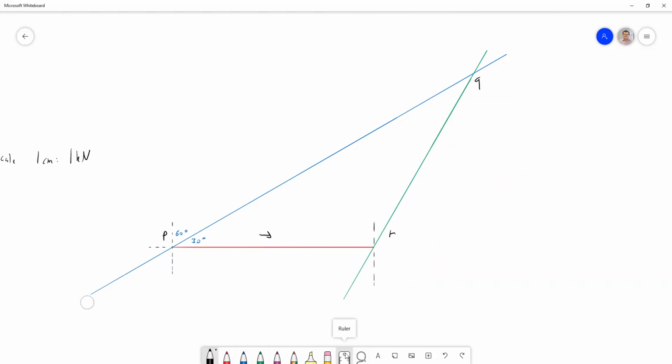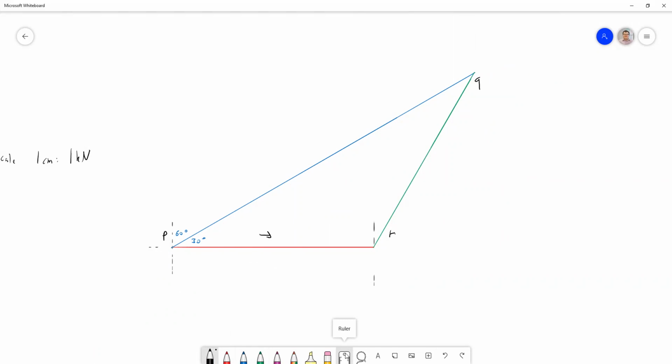So I can rub out any extra lines we have that are outside of where our forces all join each other, because these were just drawn in to help us find where the blue and green lines met. But now we know they meet. Everything else is not required. So we now have our triangle PRQ that we have here.